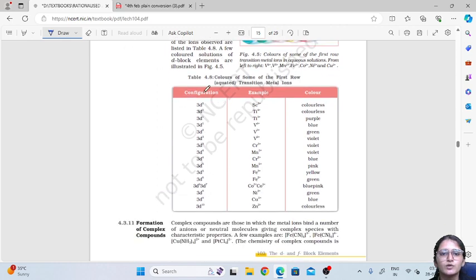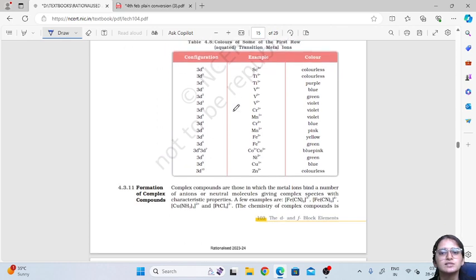So here are the configuration, example and color. This table tells us about compounds which are colorless and which have color. Basically they don't ask for a specific color, you just need to know why they are colored and why they are colorless. In the first case, scandium plus 3, we can see that the configuration of d is 3d0. Why? Because there is no electron left in this state, so it becomes colorless, since there are no unpaired electrons or no electrons. In titanium plus 4 state also there is 3d0, which is colorless. Then titanium plus 3 has one unpaired electron, that's why it shows purple color. Vanadium plus 4 shows blue color, because it also has one unpaired electron.